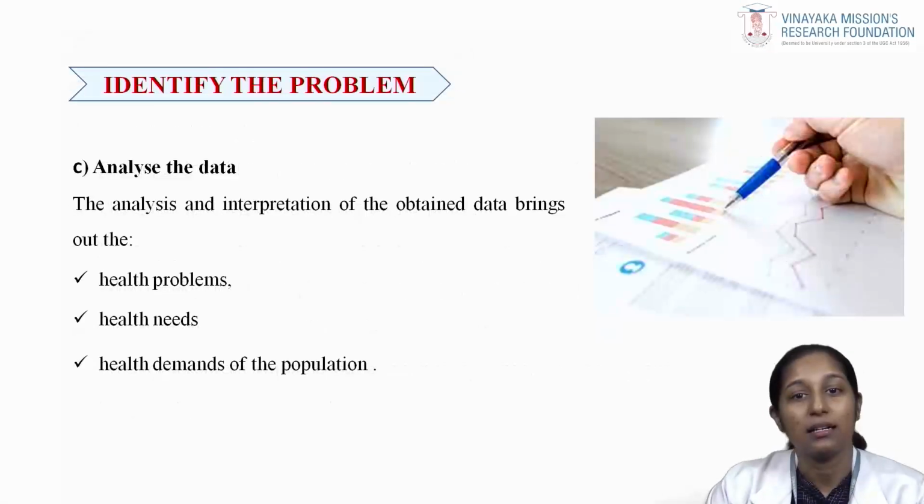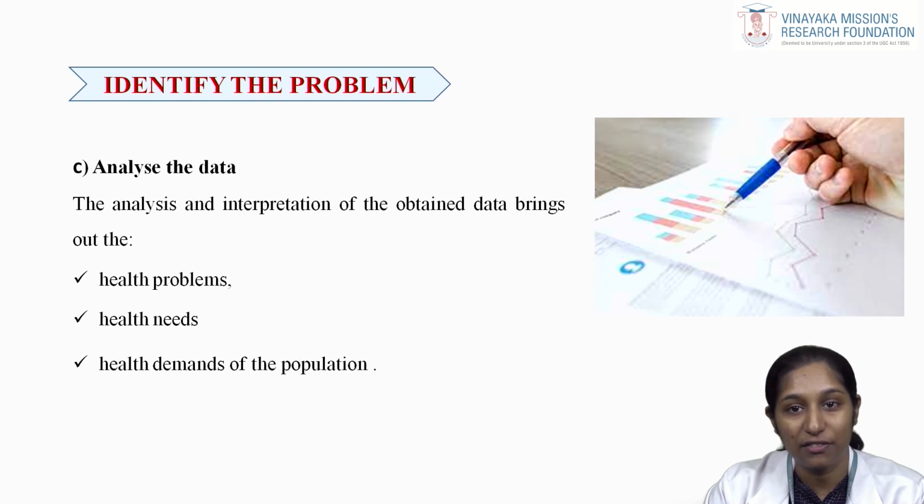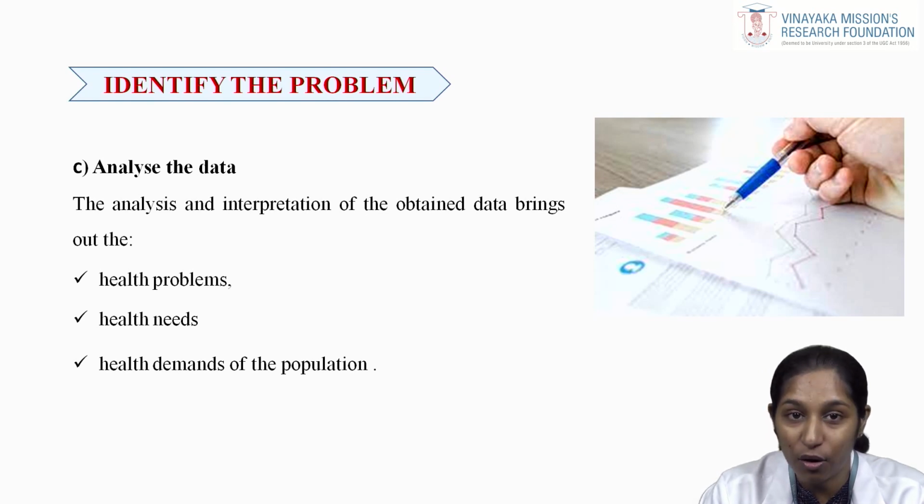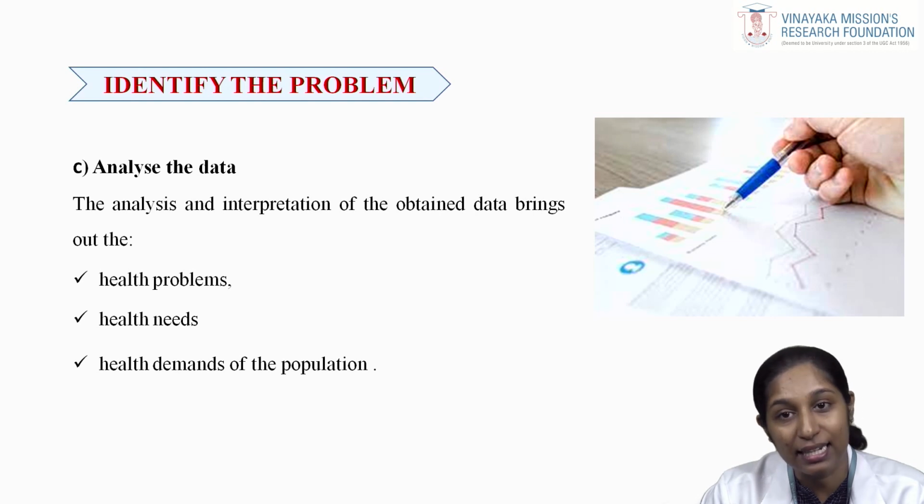Once the data is obtained from the needs assessment, the information that we collected must be analyzed before the priorities are determined. For example, knowing the fluoride content of water is important for the planner, so he can decide whether a fluoride supplement program is required or not in that particular community. The analysis and interpretation of the obtained data brings out the health problems, health needs and health demands of that particular population.